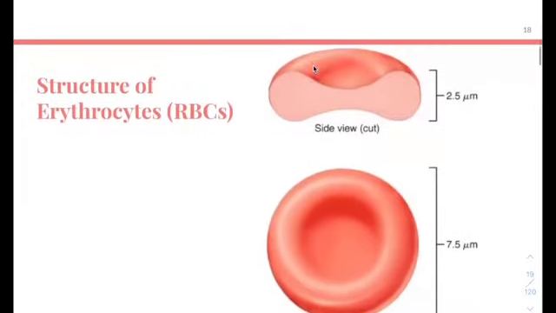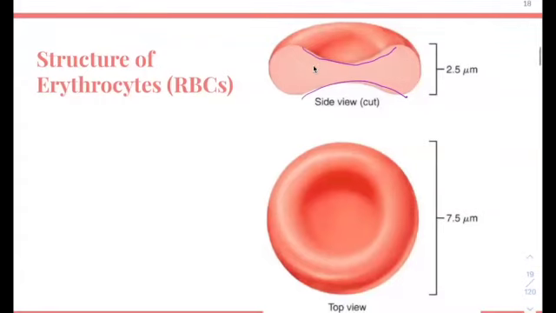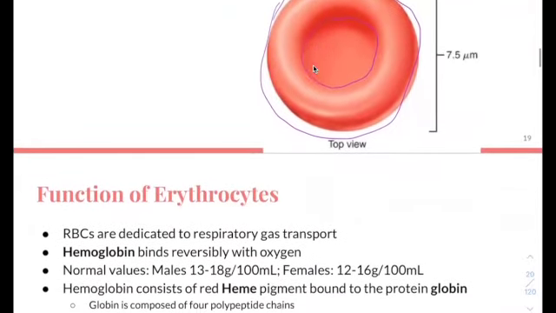So here's that structure. We have this nice biconcave shape here. You can see it almost looks like a donut, but it's because you can see where it's concave down in here, while the outsides are more raised up. That helps to transport the oxygen and carbon dioxide around.